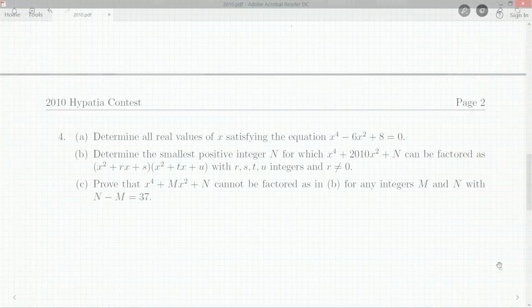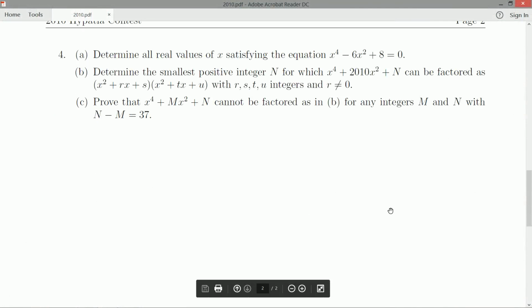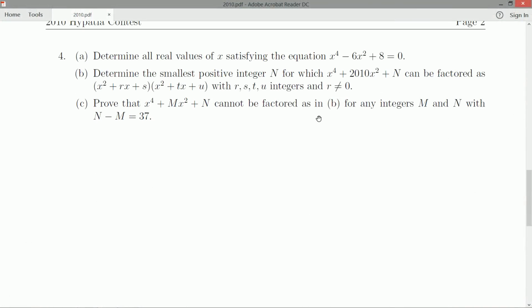Okay, so that's the smallest n that'll satisfy B there. Okay, so now we've got the C part here. Prove that x to the 4 plus mx squared plus n cannot be factored as in B, so like this, with integers and r not equal to 0, for any integers m and n, with n minus m equal to 37.